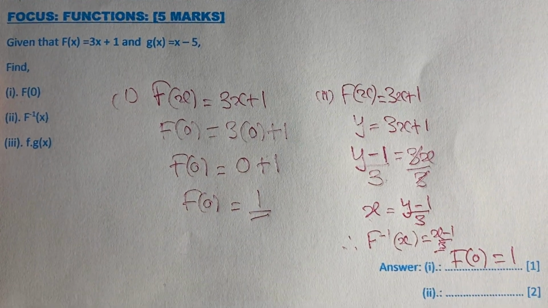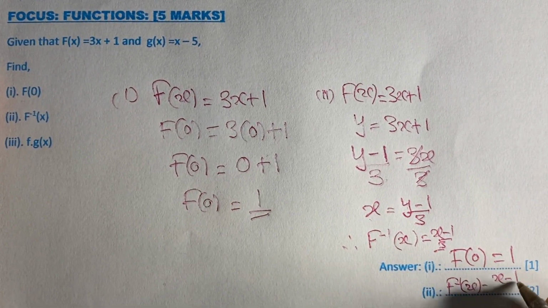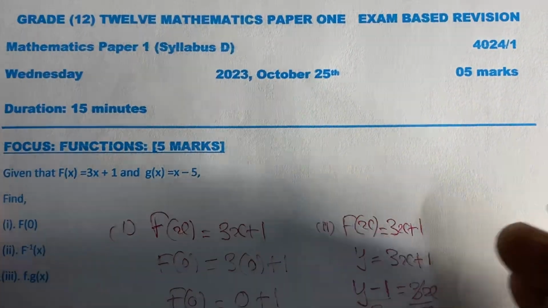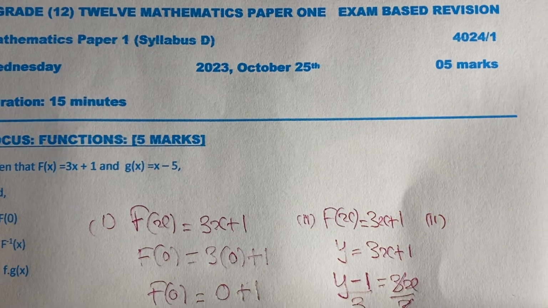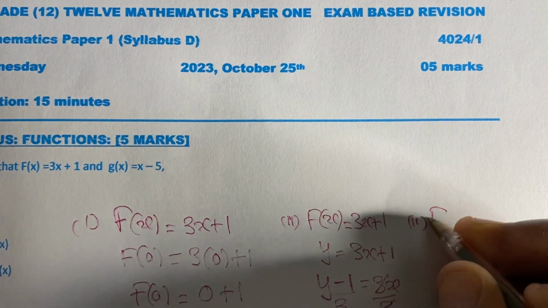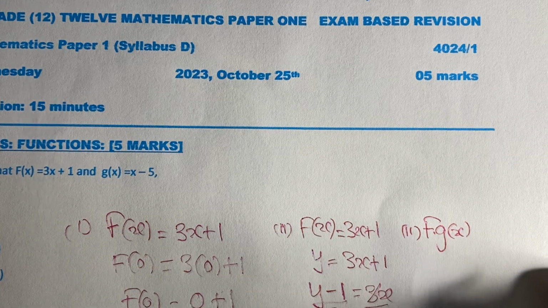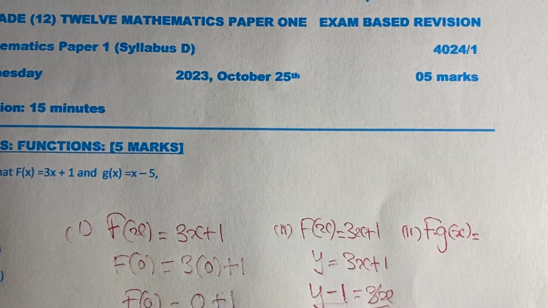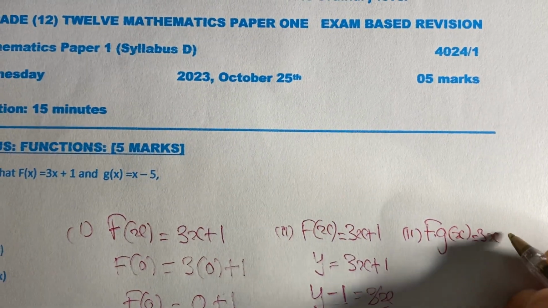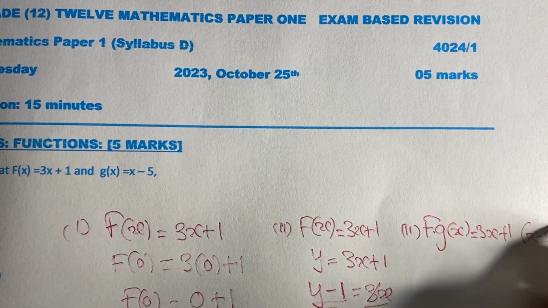So it means this is going to become f inverse of x, which is equal to x minus 1, everything over 3. Then the last one we're trying to target is f g of x. So we're going to write f g of x. So f g of x, we're going to substitute in with the actual functions. Where there is f, we're going to replace with 3x plus 1. Then where there is g of x, we're going to replace with x minus 5.